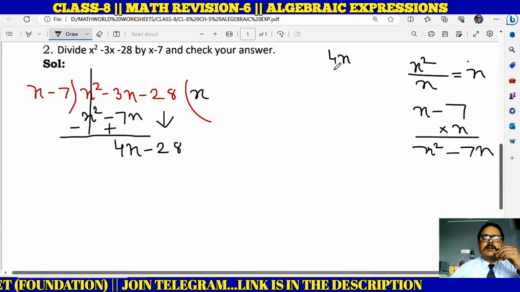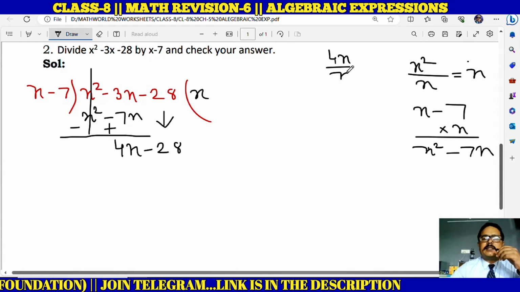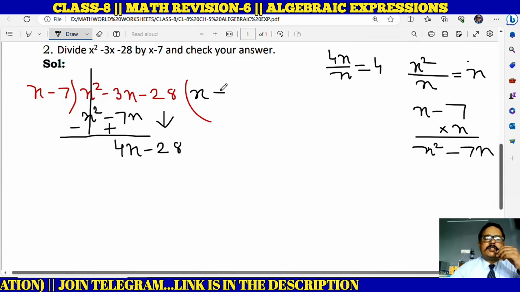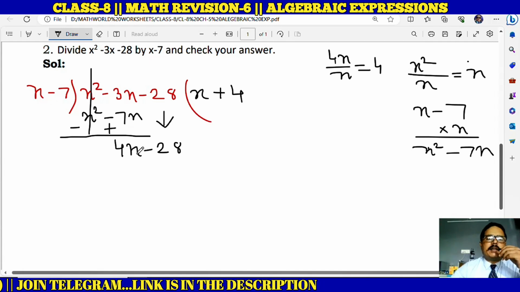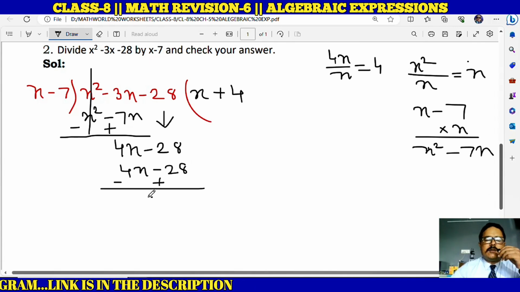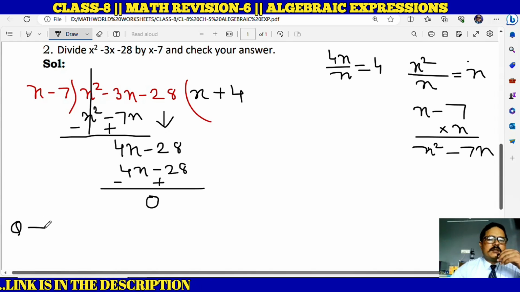So 4x upon x will be 4, and this is a way by which you can find the terms of the quotient if you are not able to do this calculation in your mind. Otherwise this is not necessary to show all this. So 4 into x, 4x minus 4 into 7 is 28. Now again you do the subtraction, all the terms will be cancelled, and here the remainder is 0. In this way we are getting quotient as x plus 4 and the remainder is 0.